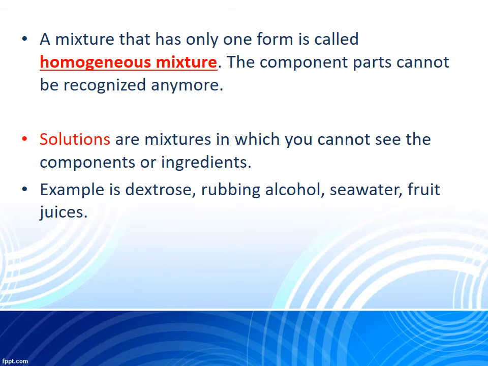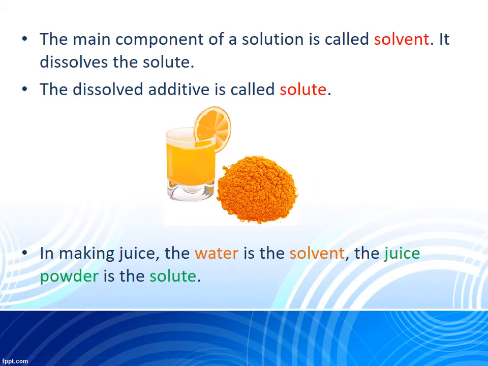Solutions are mixtures in which you cannot see the components or ingredients. Examples are dextrose, which is used in hospitals for patients, rubbing alcohol, seawater, and fruit juice. The main component of a solution is called a solvent. It dissolves the solute. The dissolved additive is called the solute. Let's say, for example, in a juice, the water there is the solvent, and the orange powder is classified as the solute. In making juice, the water is the solvent, and the juice powder is the solute.